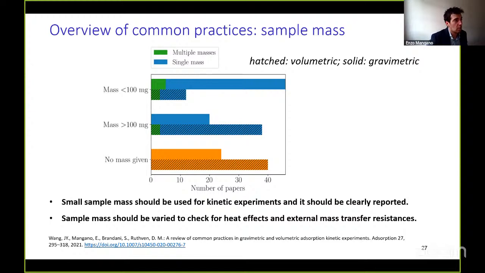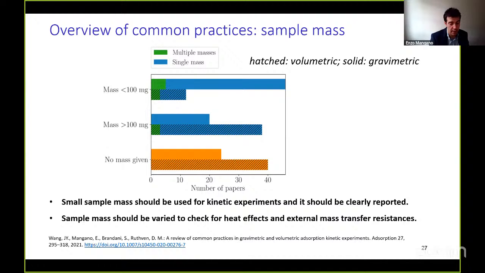Sample mass, as I mentioned before, it's always preferable to work with as little sample mass as possible. This is because, for kinetics, you want to avoid incurring bad effects and heat effects. So the smaller the mass, the better. But as I mentioned, most of the systems are designed for equilibrium. So in the instructions and for equilibrium purposes, you want to use as much sample as possible. For kinetics, you want to go the opposite way, use small sample mass.